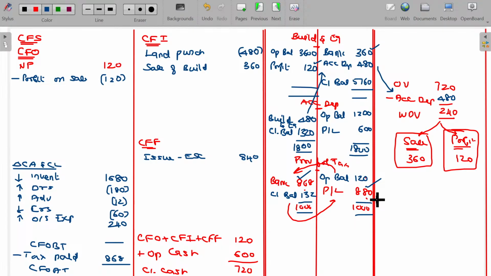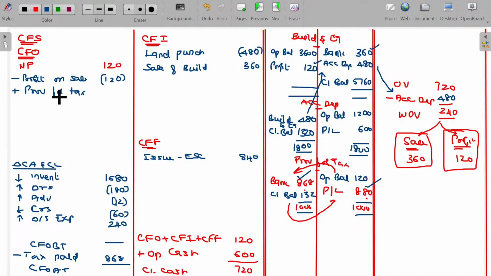This 880 is nothing but the amount debited to the P&L account. It is a non-cash item, because it is only debited, not paid. A non-cash item debited reduces the profit, but cash has not gone out, so you have to add back. So add provision for taxation. Always remember the provision for taxation is added and at the end the actual payment is subtracted.